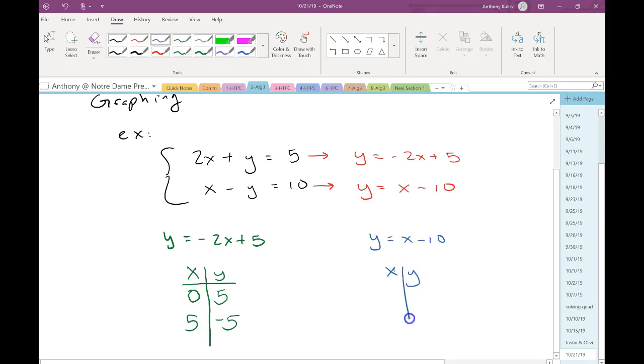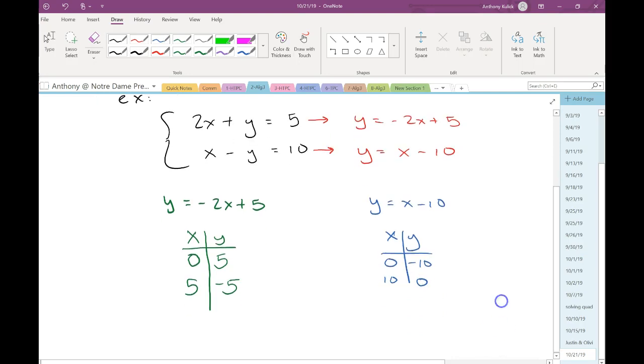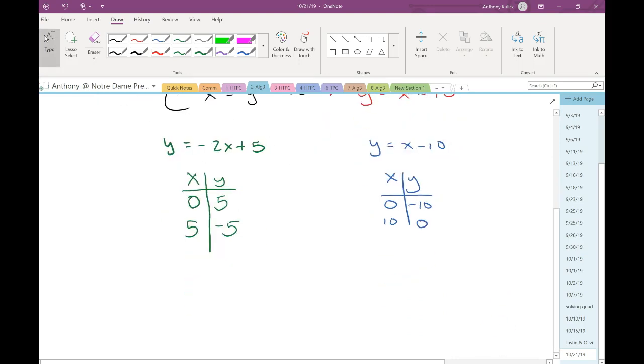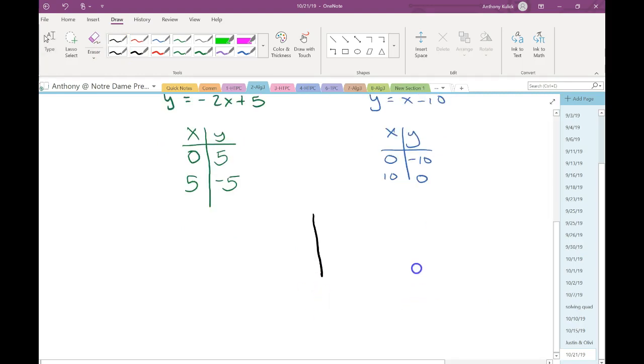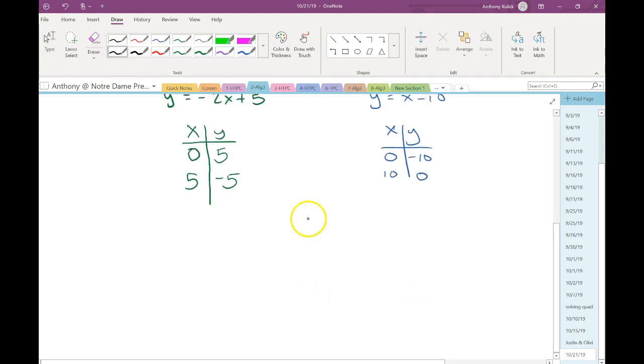I do the same thing over here. Let's say I plug 0 in. Gives me -10. And then maybe I'll pick 10 this time. That's going to give me 0. And now I'm going to graph both of these two lines on the same XY axis.